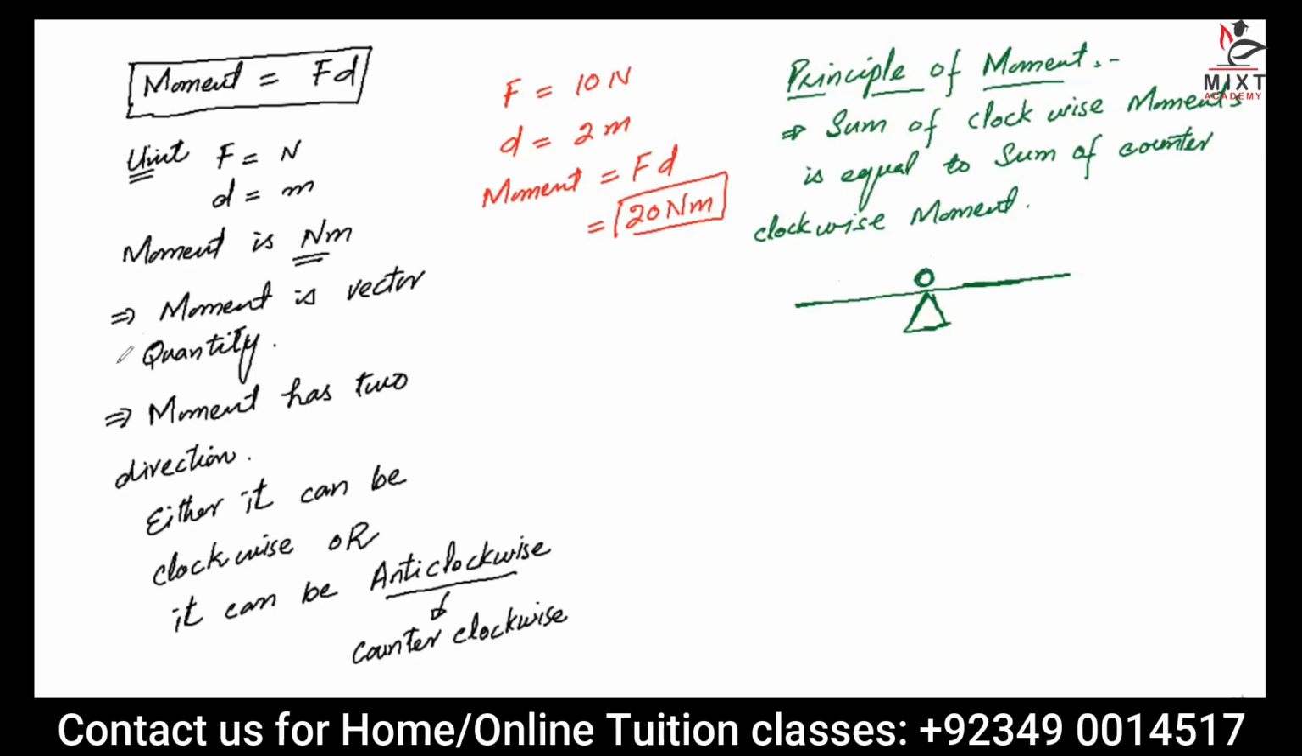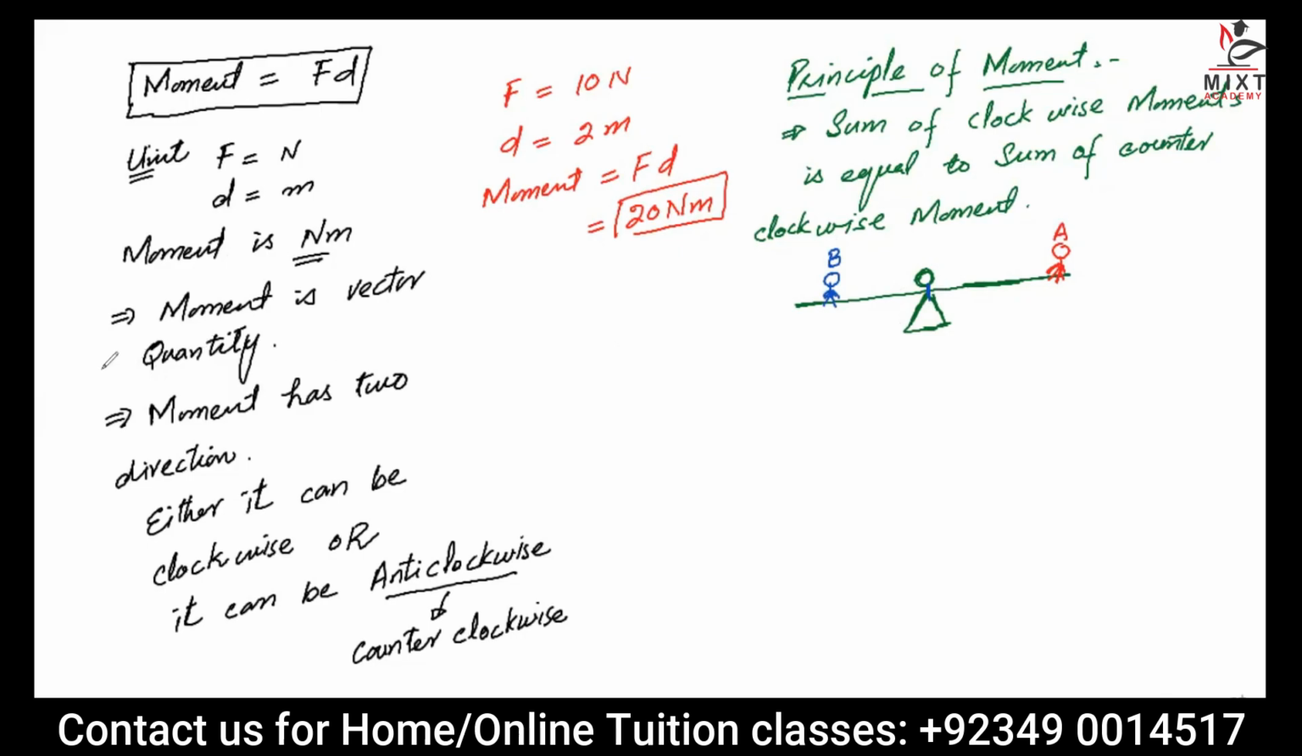Now one child is sitting here on the seesaw, at point A. And the other child is sitting on the other side of the seesaw, at point B. Now the center point is O.